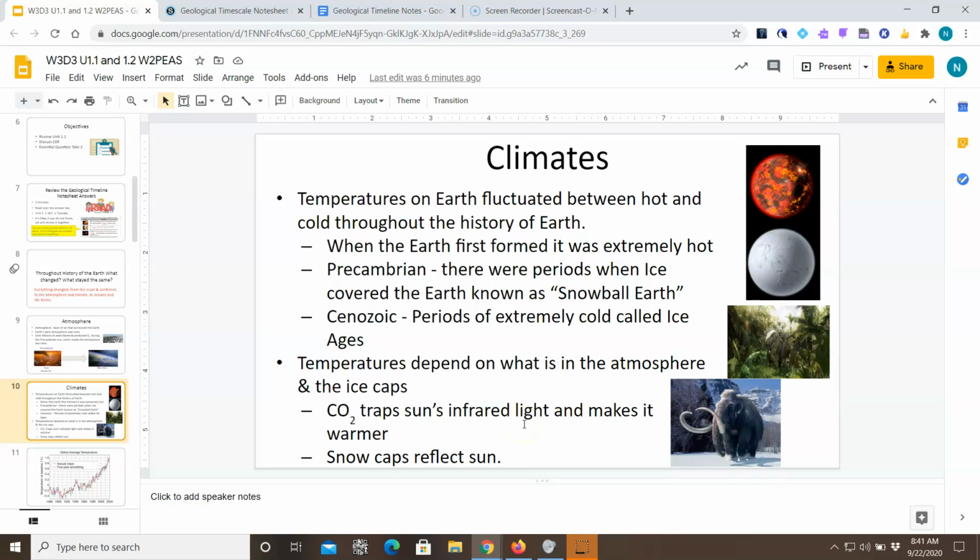What causes the temperature to change? One thing has to do with CO2, or carbon dioxide, which traps the sun's infrared light and makes it warmer. Also, the snow caps covering the Earth, right now at the North and South poles, reflect light from the sun. If you have a lot of snow, it's going to reflect more light and the Earth will remain cooler.